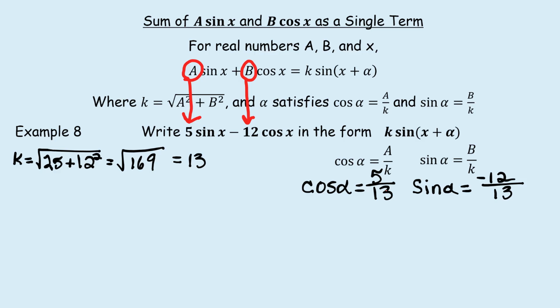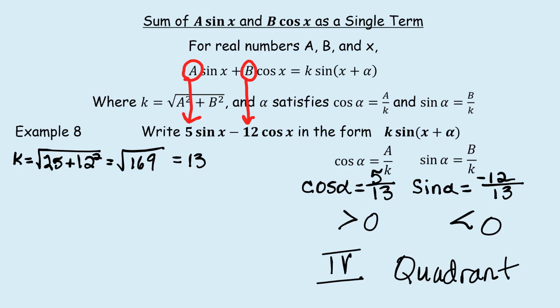So we're looking for an angle that has a positive cosine, so greater than 0, because cosine alpha is positive 5/13. We want that same angle to have a sine that's negative, and we want sine alpha to be negative 12/13. So which quadrant are we in? If we're in a quadrant where cosine is positive and sine is negative, that would be the 4th quadrant. Okay, so we're looking for an angle in the 4th quadrant that has a cosine of 5/13 and a sine of negative 12/13.